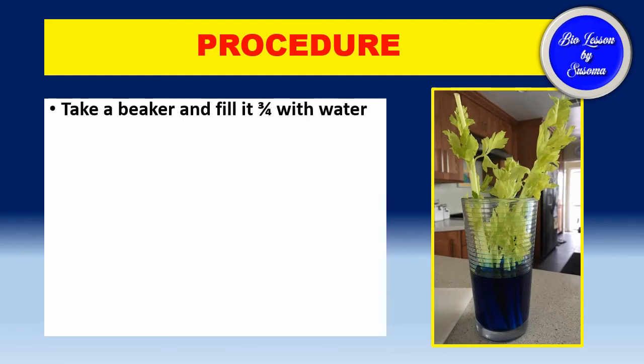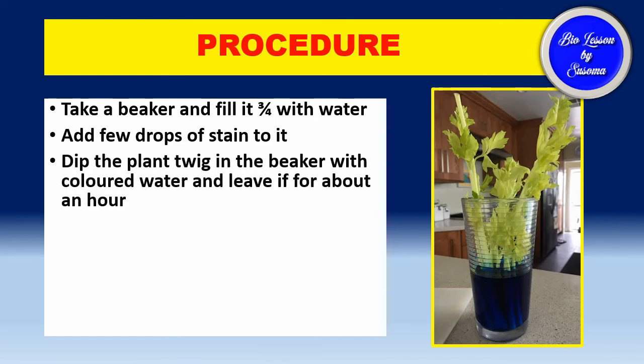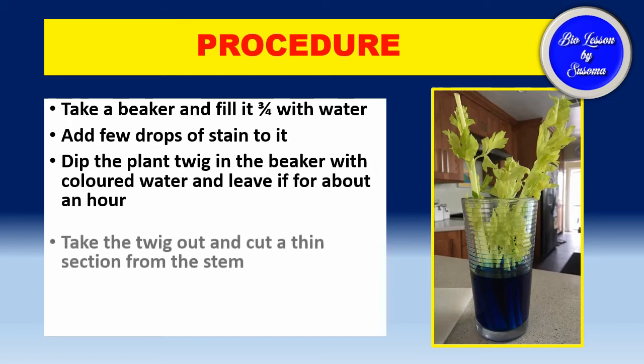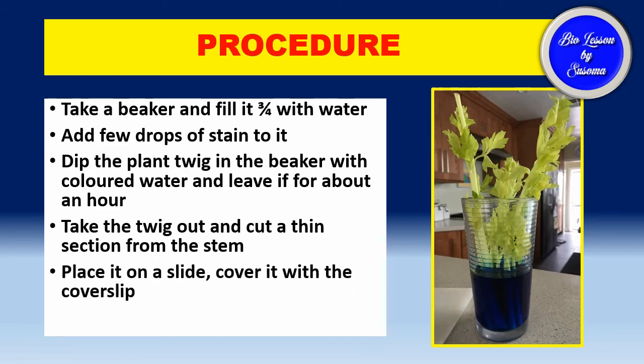Procedure. The steps are as follows. Take a beaker and fill it 3/4 with water. Next, add a few drops of stain to it, and dip the plant twig in the beaker with the colored water and leave it for about an hour. Next, take the twig out and cut a thin section from the stem, and place it on a slide, cover it with the cover slip, and observe under the microscope.